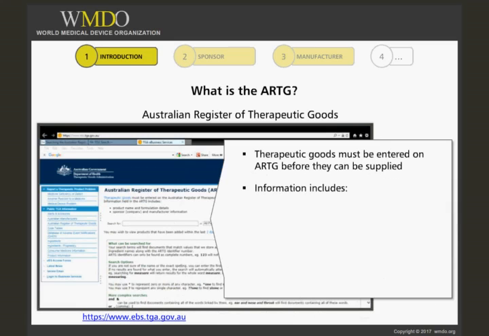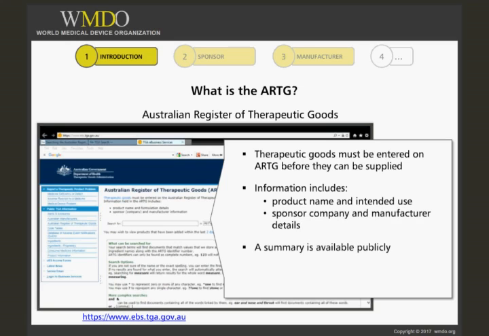Information held on the ARTG includes product name and intended use, sponsor, company, and manufacturer details. A summary of the information can be viewed publicly on the Internet. The sponsor and their authorized agents have access to the full details. The ARTG inclusion is owned by the sponsor, who must be an Australian individual or company. There are some exemptions from ARTG entry, which will be discussed later in this course.